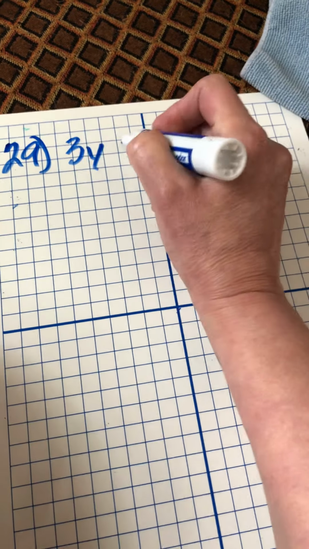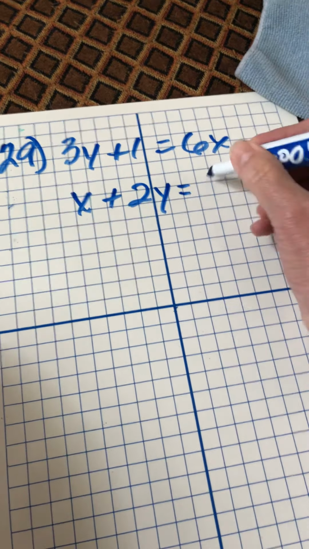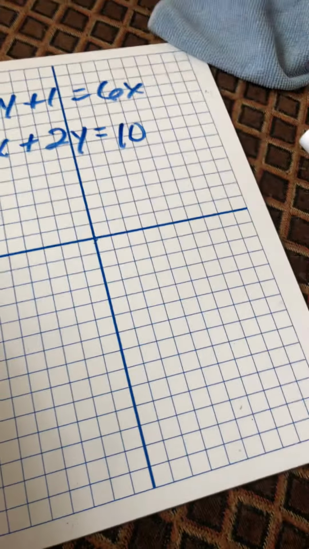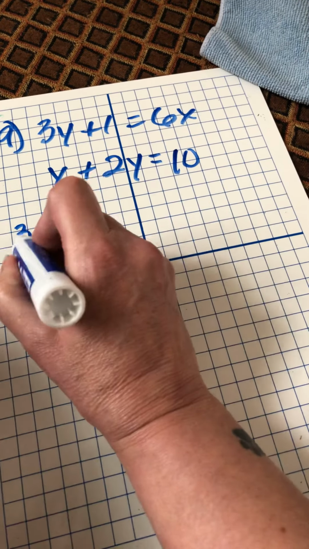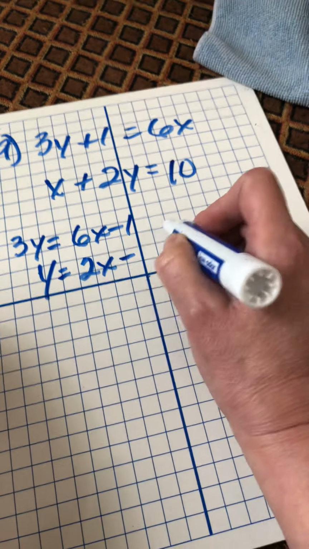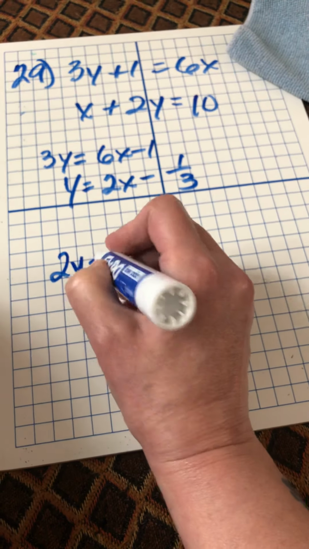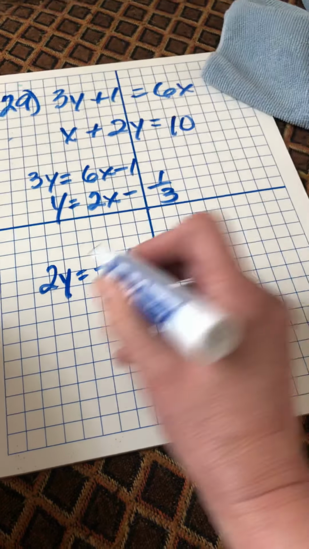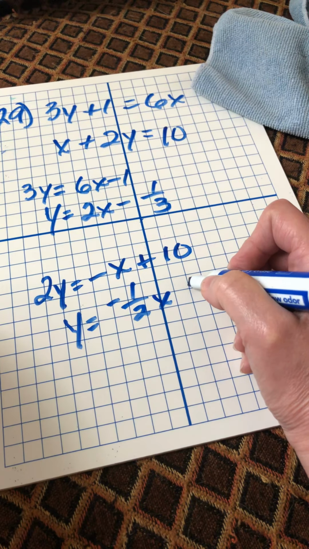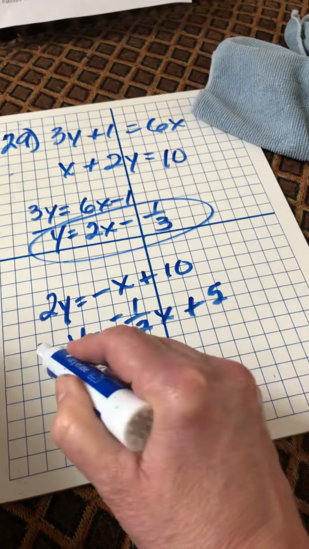We have this one, this one. Okay. I've got a lot of solving to do. So I'm going to do this one first. 3y is 6x minus 1. Y is 2x minus 1/3. Solving this one. 2y is negative x plus 10. Y is a negative 1/2 x plus 5. And so here are my two equations to graph.